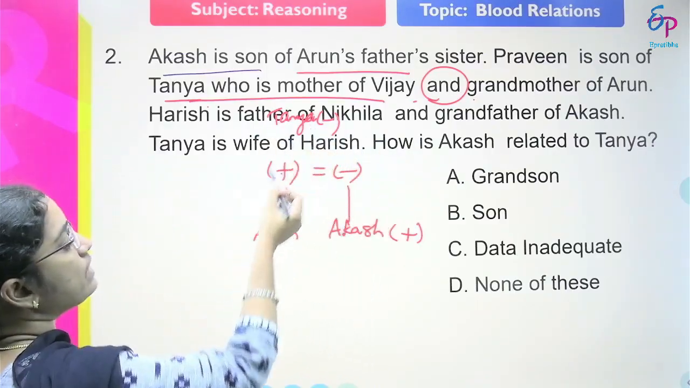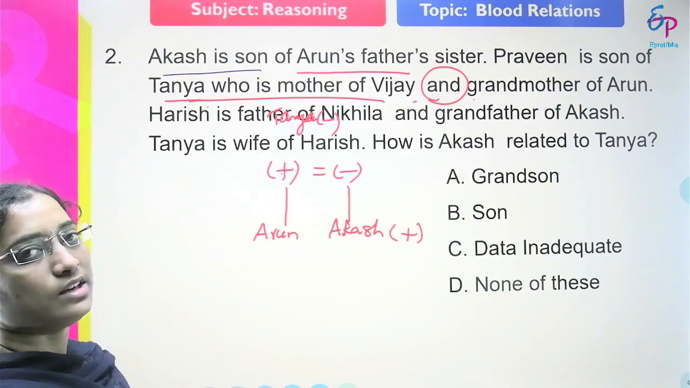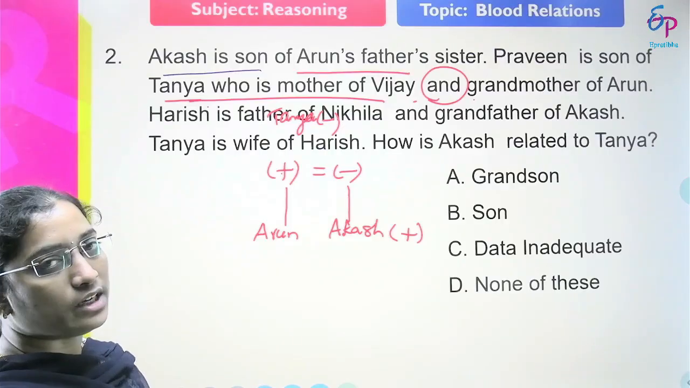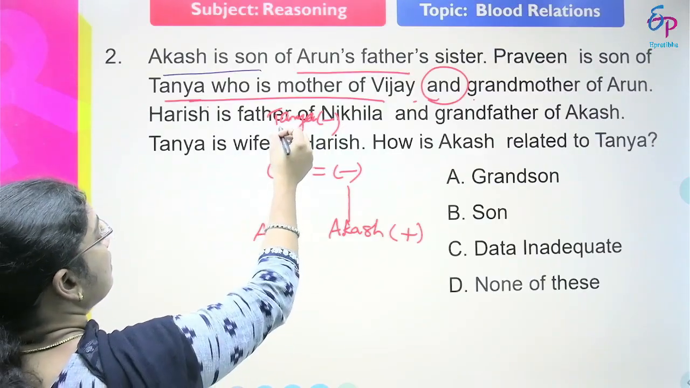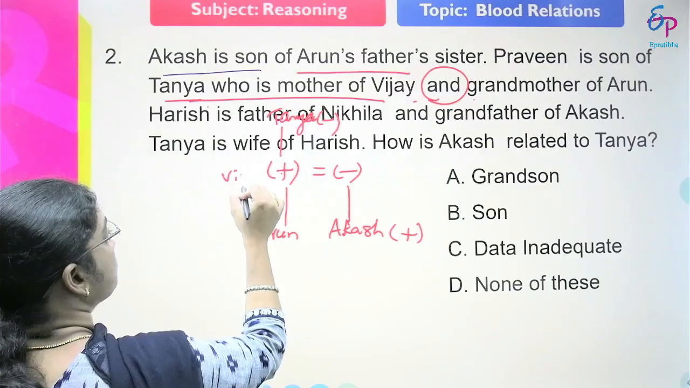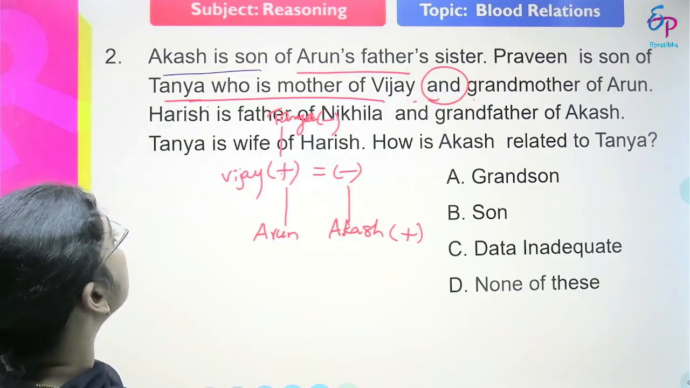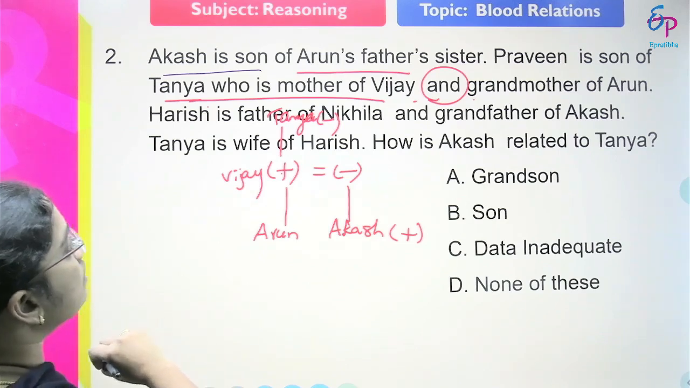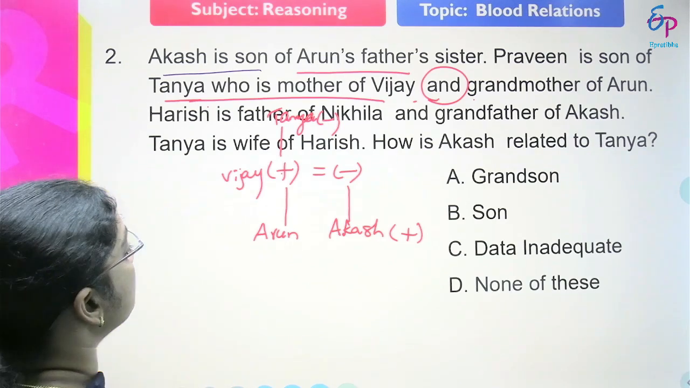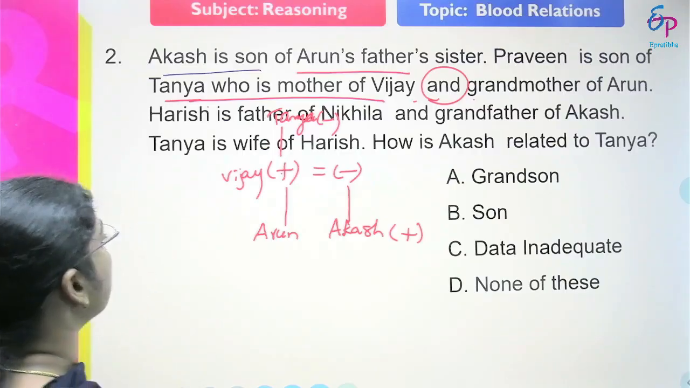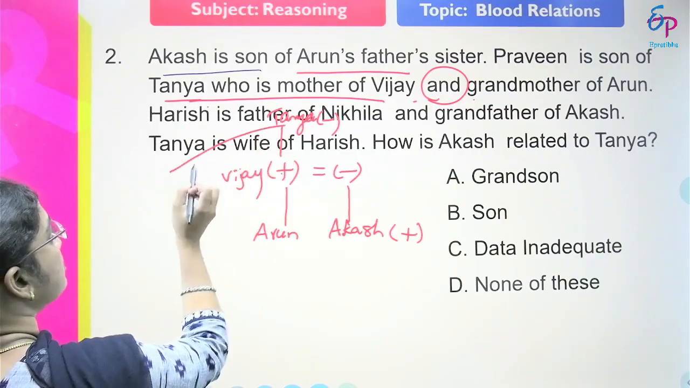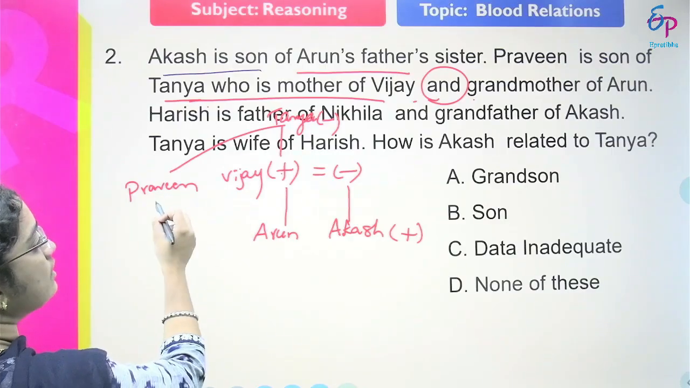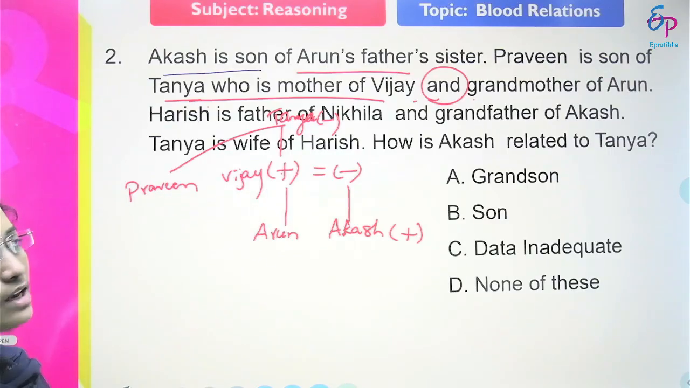Tanya is mother of Vijay. Generally Vijay is a male name, right? We don't know the gender here, but we definitely need to take a chance, so I am taking this person's name as Vijay. Just observe here, Praveen is son of Tanya, and Tanya is mother of Vijay. So Tanya has one more child, whose name is Praveen. We don't know exactly whether Praveen is here and Vijay is here.